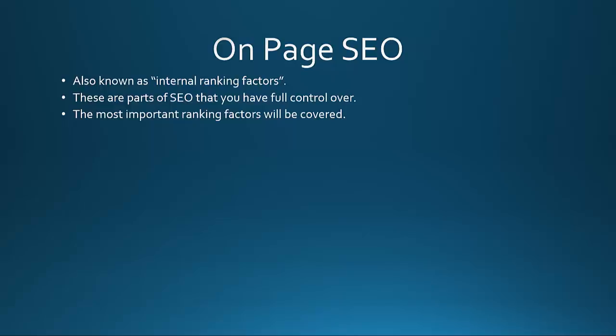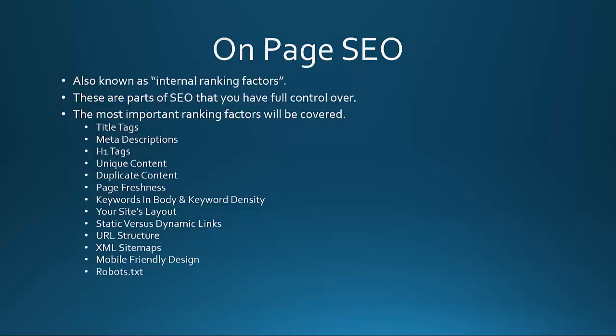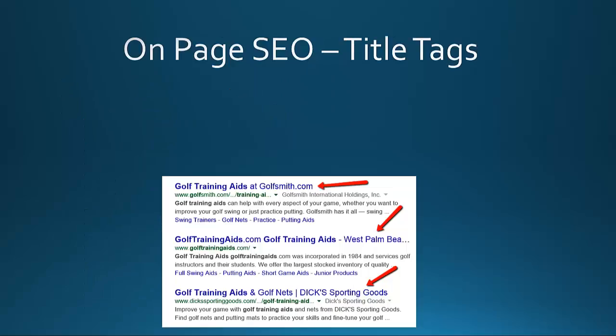The most important ranking factors will be covered in this training. Things like the title tag, the meta descriptions, H1 tags and header tags, unique content, duplicate content, page freshness, keywords in body and keyword density, your site's layout, static versus dynamic links, URL structure, XML sitemaps, mobile-friendly design, robots.txt and how to make that work to your advantage, images, URL structure, and then also anchor text links. So these are all factors that will be covered.